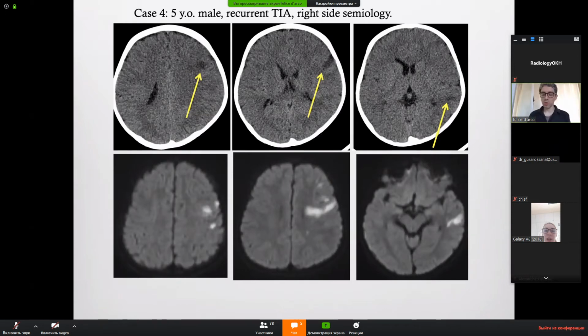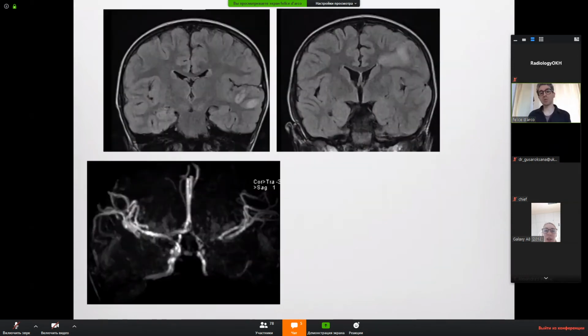Of course, it's possible. And in this case, this was a stroke, and this was confirmed on MRA. Sorry for the low quality in this case. Of course, you have several territories of hyperintensity in FLAIR. So diffusion positive, FLAIR positive, stenosis of the middle cerebral artery on the same side, we have the diagnosis.